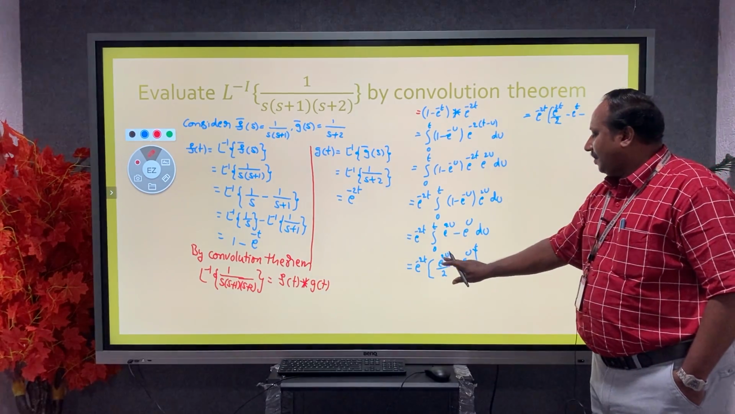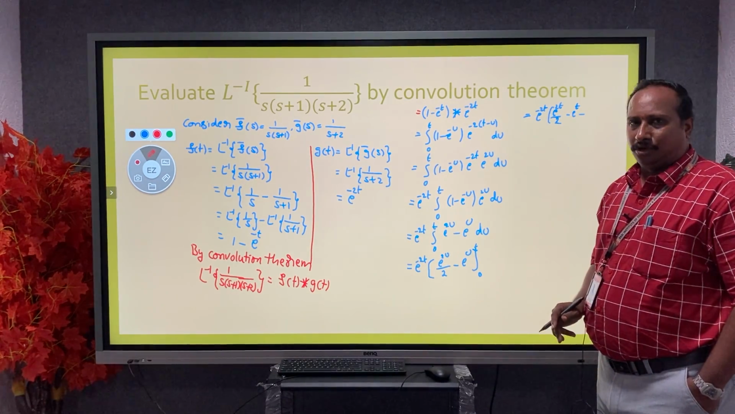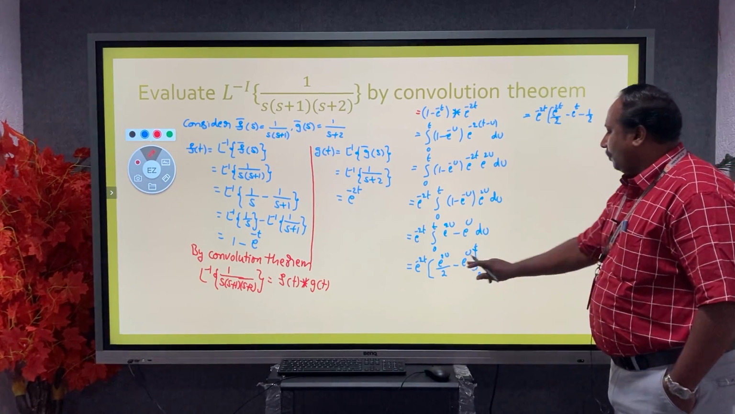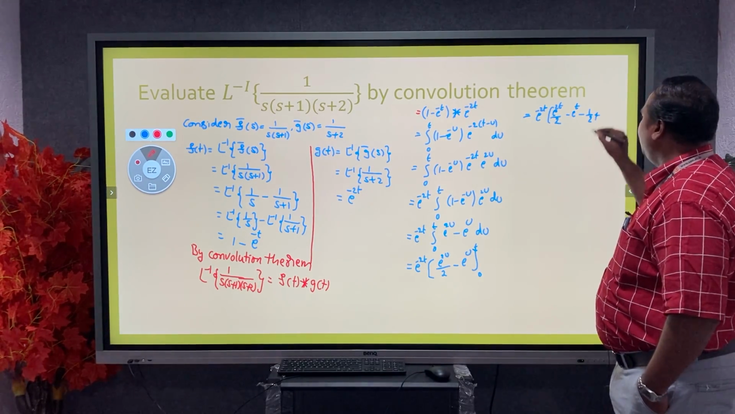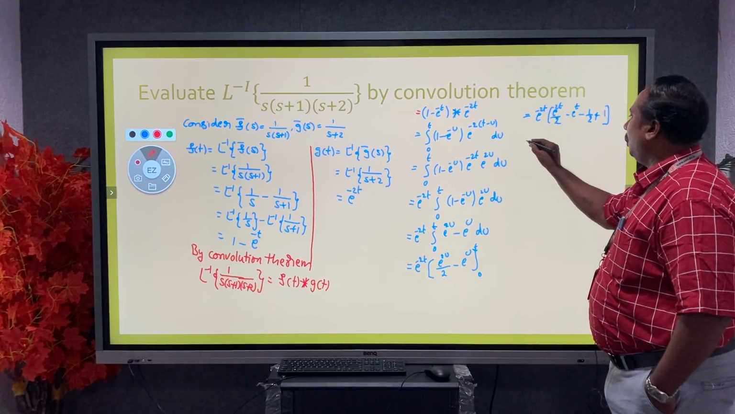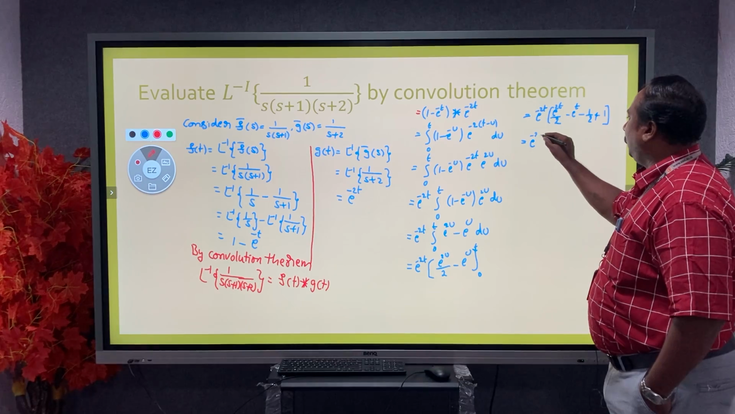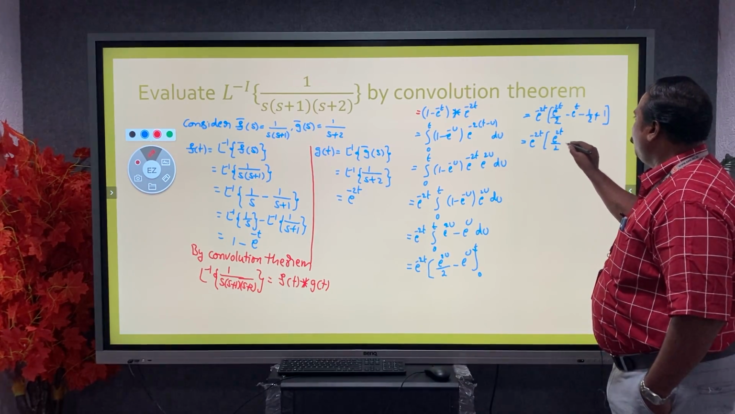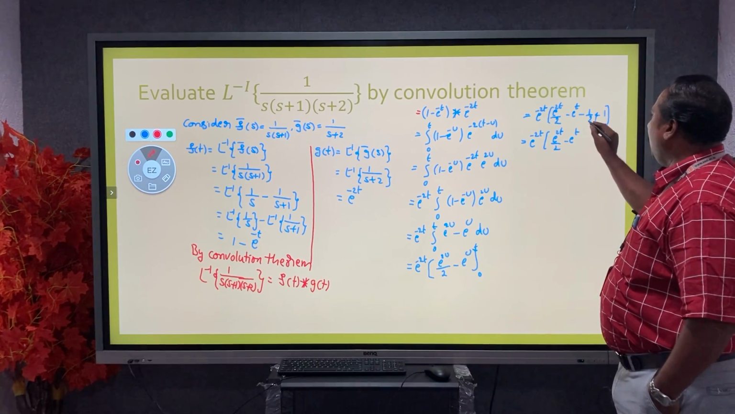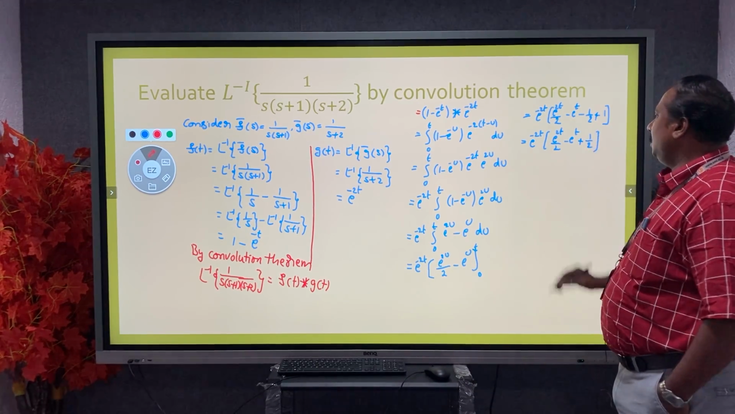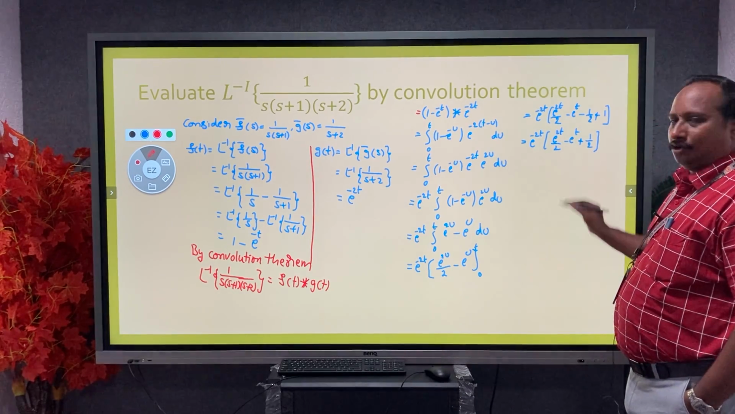So then e power 2 into 0, e power 0, 1. So 1 by 2. So minus into this minus plus. Then e power 0, 1. So e power minus 2t into e power 2t by 2 minus e power t minus 1 by 2 plus 1 can be written as 1 by 2. So now take LCM 2.